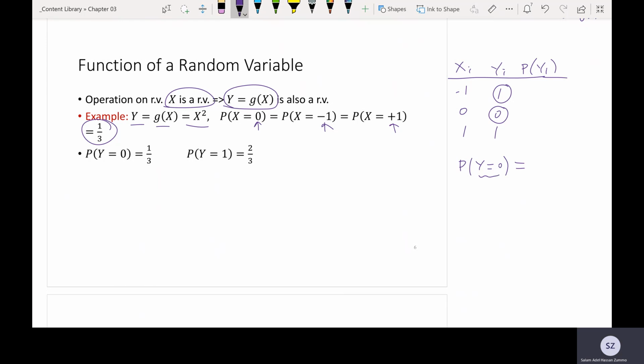This is the event, because we always go back to the event. This is equal to the probability that x equals 0, right? Which is 1/3. What about the probability that y equals 1?